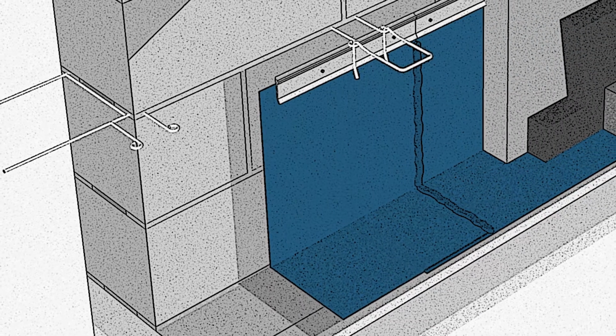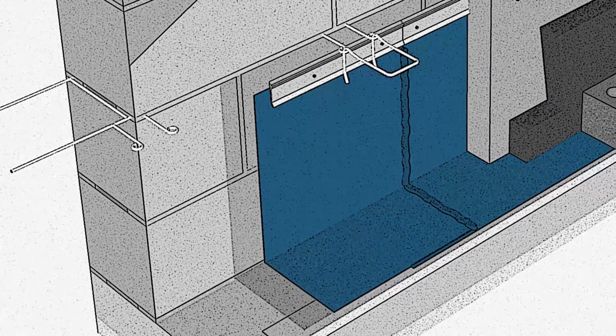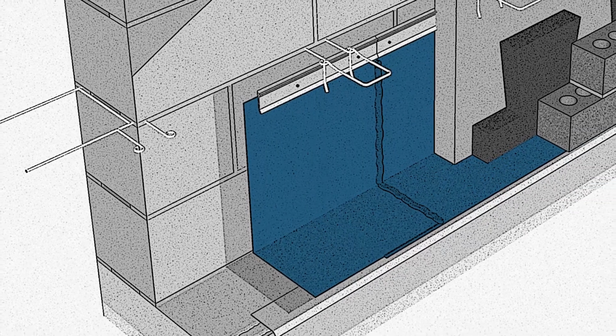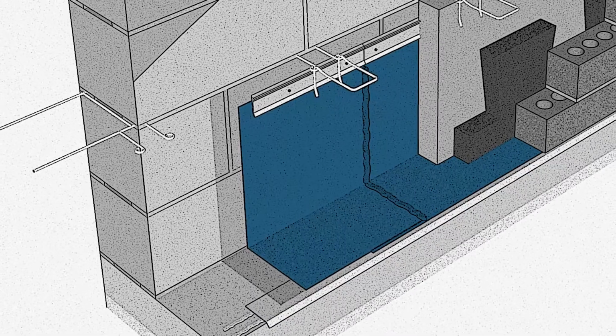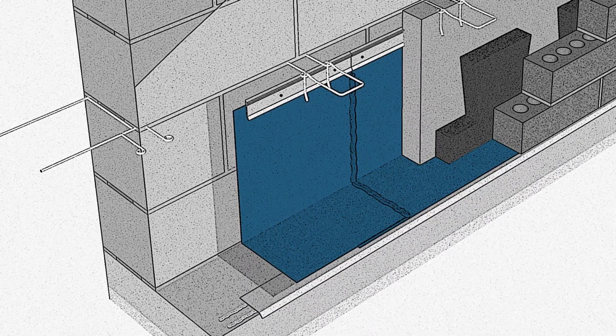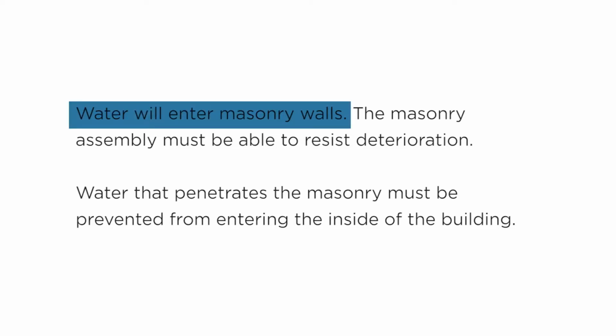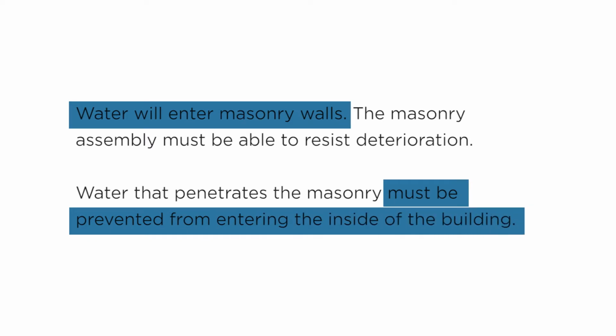Although masonry may have a much higher tolerance to moisture than other building systems, the masonry alone is not meant to be waterproof. The system of masonry, moisture membranes, and flashing must be. Water will enter masonry walls. The masonry assembly must be able to resist deterioration, and water that penetrates the masonry must be prevented from entering the inside of the building.